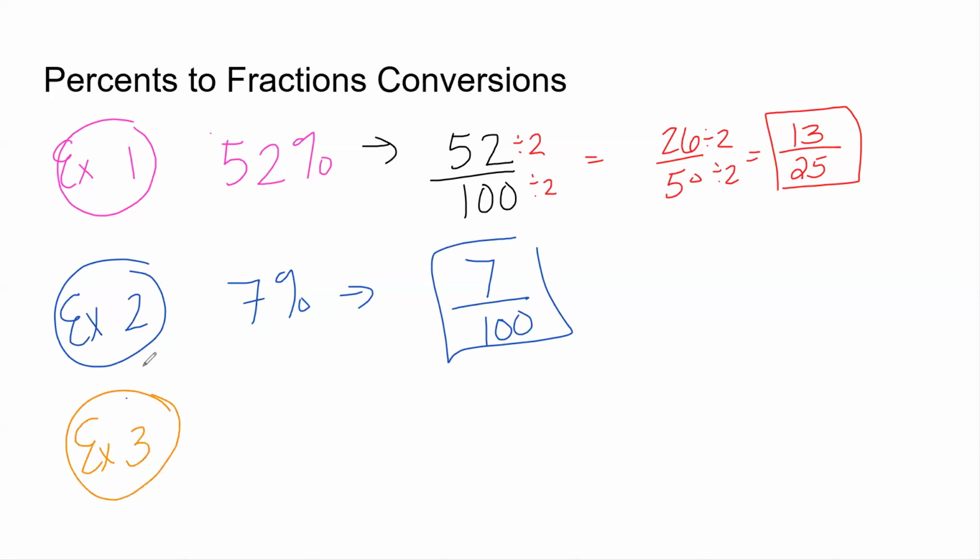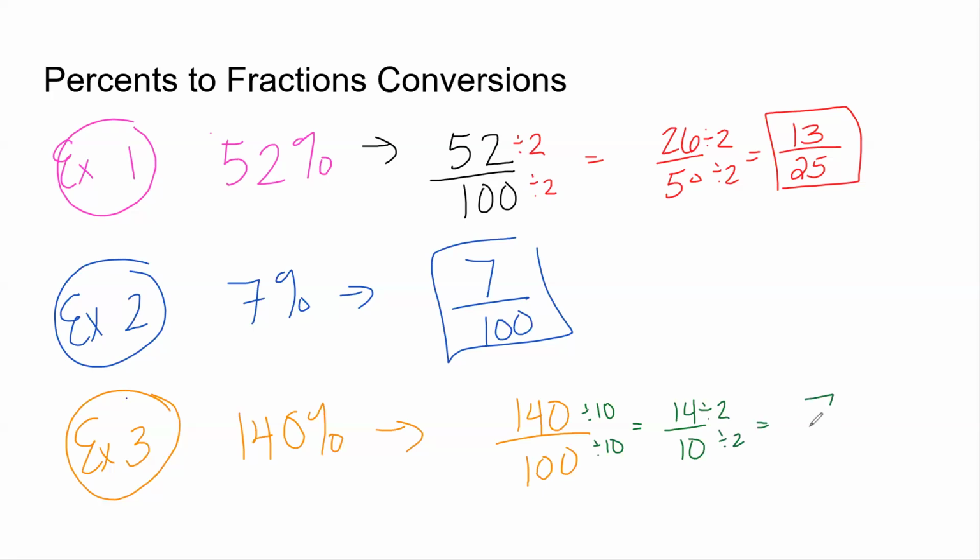Let's do one that'll come out improper. Let's do 140%. So you take that number, put it over 100. Ooh. Okay, now you can either leave this improper. If you did that, you can divide by 10, right? And that would be 14 over 10. Oh, they're still even. Divide by 2. That's 7 over 5. Answer. If you're looking for the improper fraction.